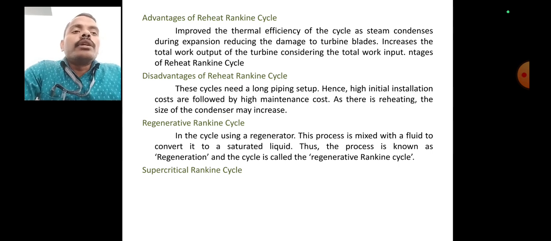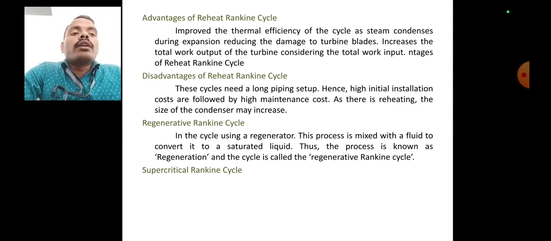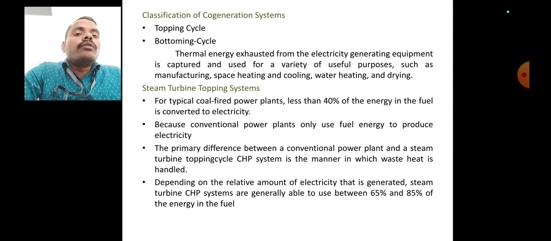Reheat Rankine cycle means that after expanding in a single stage of a turbine, or a single high pressure turbine, the steam is sent back to the boiler and reheated to a high temperature, and then expanded in the next lower stage of the turbine. By utilizing this, we increase the efficiency of the plant.